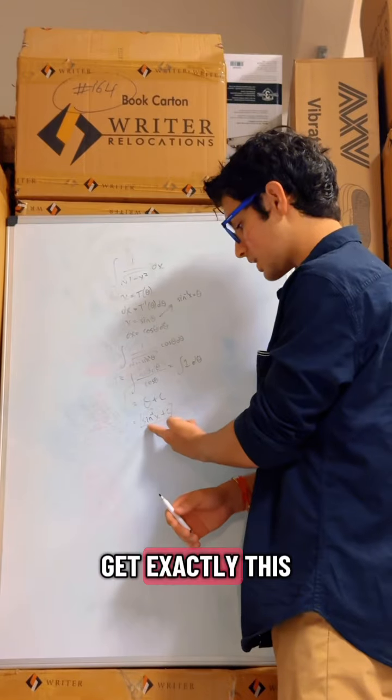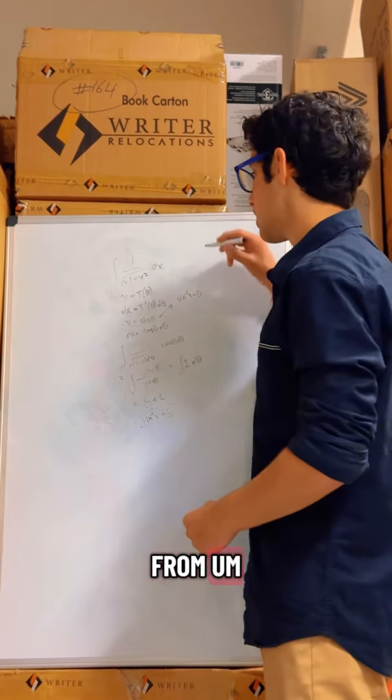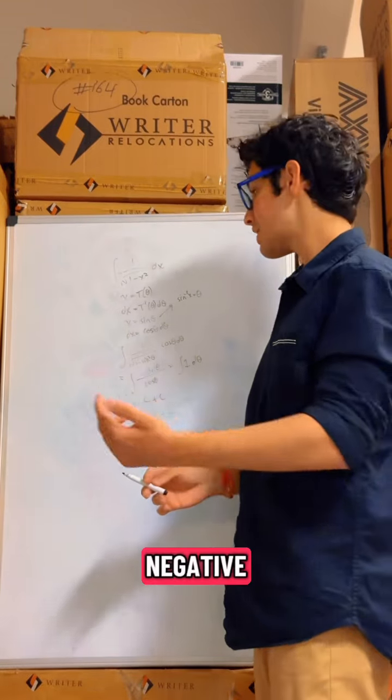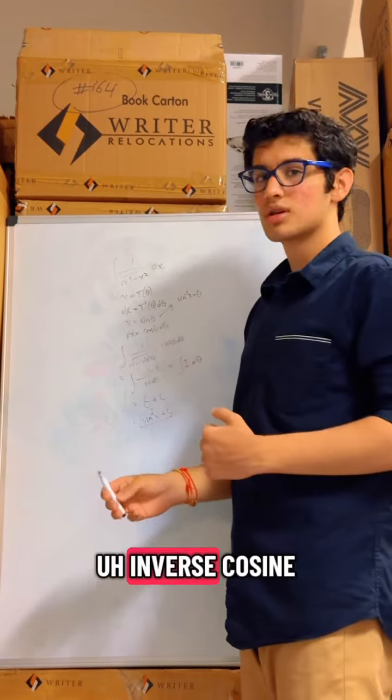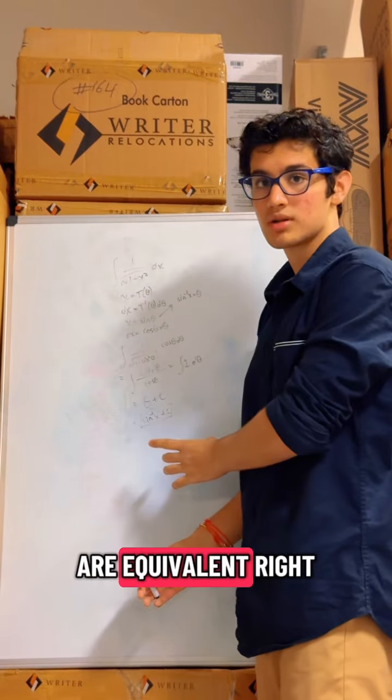You won't get exactly this, but you'll get something that you should hopefully recognize from this integral, right? You should get negative inverse cosine of x plus c. And you see that those two are equivalent, right?